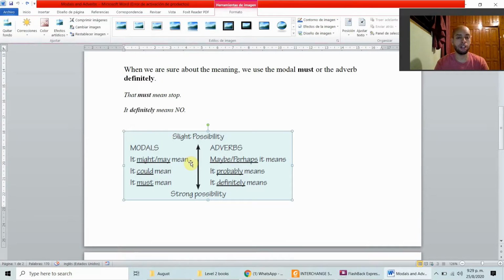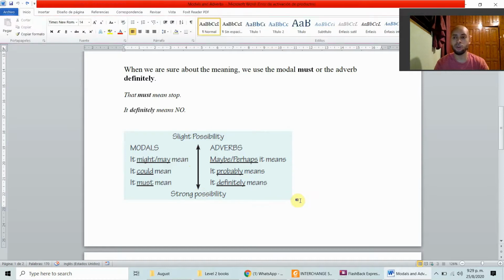Now take a look at this chart here. These modals and adverbs at the top mean that it's a slight possibility, when you are not sure about something. The less sure you are, the more you use these modals and adverbs at the top. If you think there is a strong possibility, the more sure you are about something, then the more you have to use must and definitely. A slight possibility, the ones here, and a strong possibility, the ones here. And in the middle, we have could and probably.